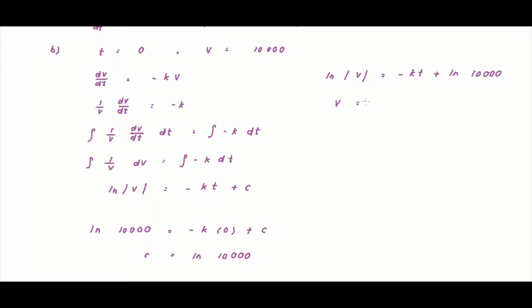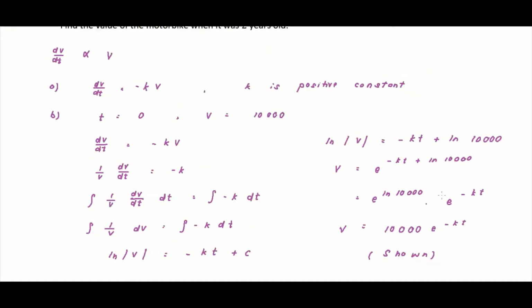So v will be equal to e to the power of negative kt plus ln 10,000. Let's split it. Then you have e to the ln 10,000 multiplied by e to the negative kt. The front part can be simplified as 10,000, then e to the negative kt. So this is what you need to show, and that's it. So, shown.